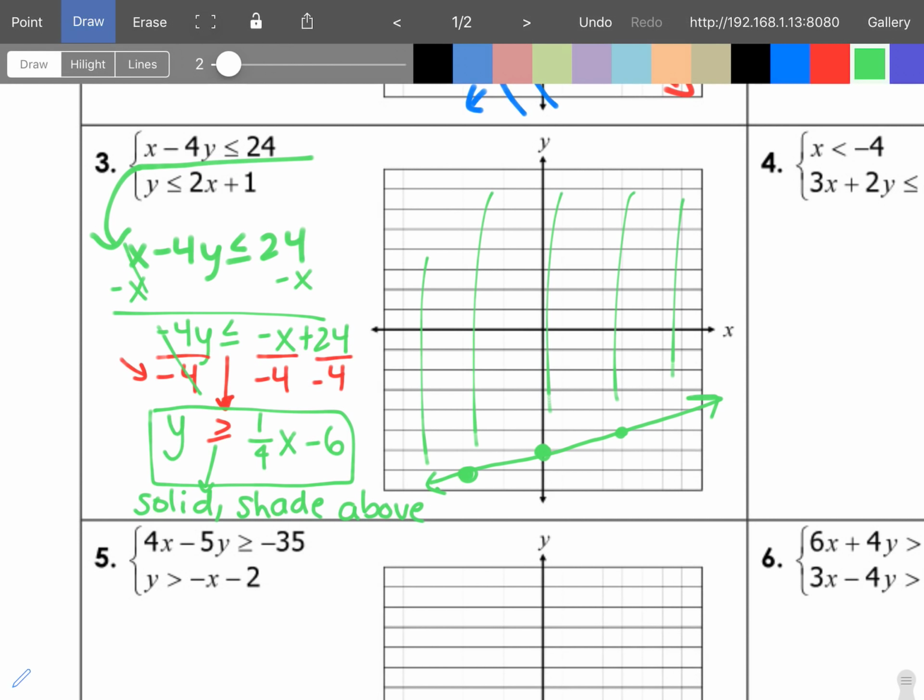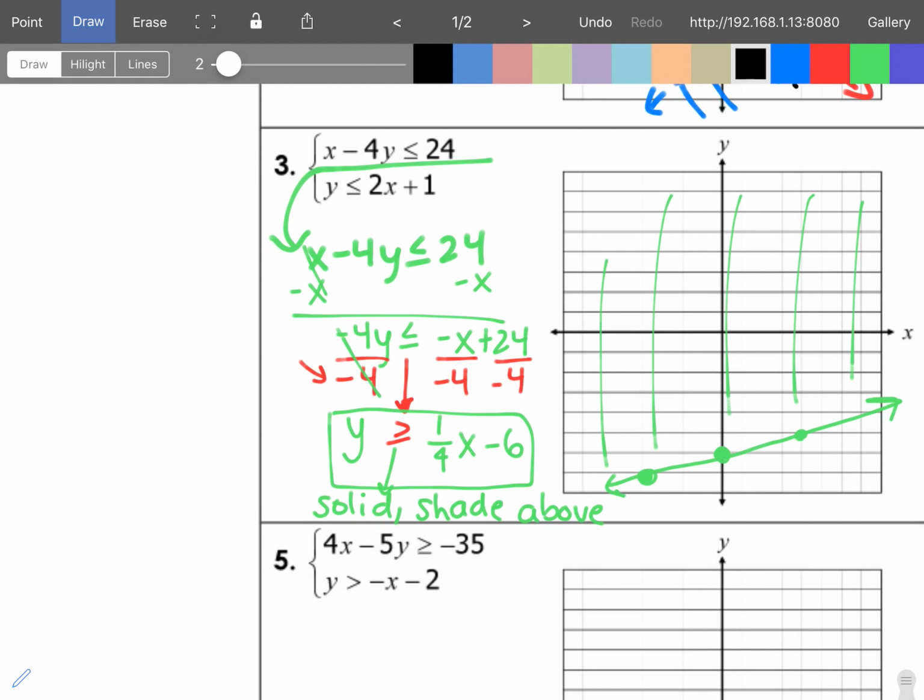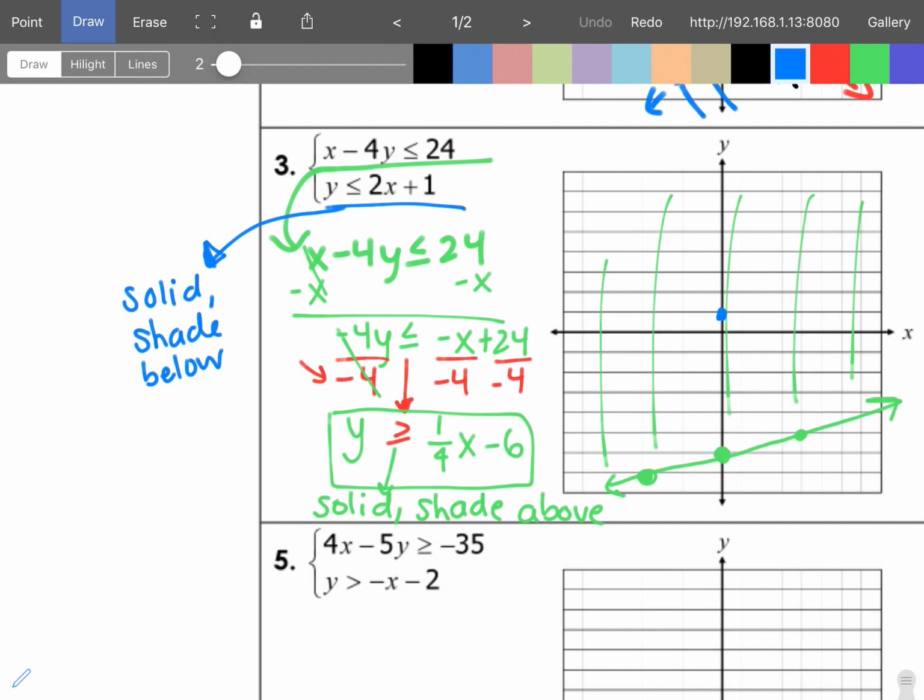Now we have to look at the next equation, but the next equation is already in y equals mx plus b, so I'm just going to write it over here because I don't really have room below. That tells me solid line and shade below, because it's less than, and it's solid because of that equal to sign. So we're going to go up 1 on the y-axis because of this 1, and then rise 2, run 1, rise 2, run 1, down 2 to the left 1.